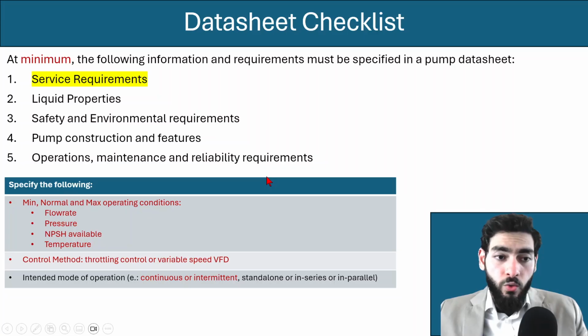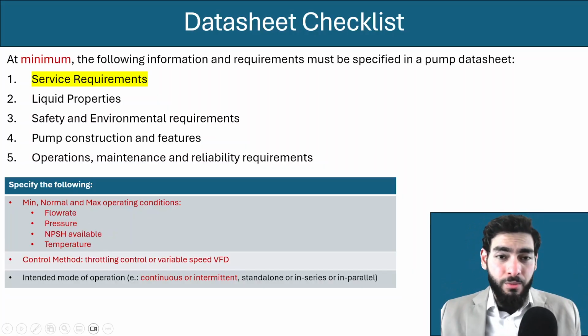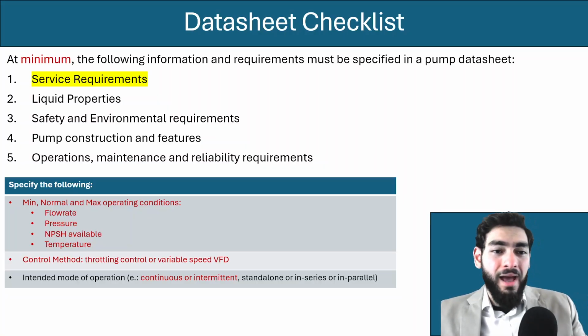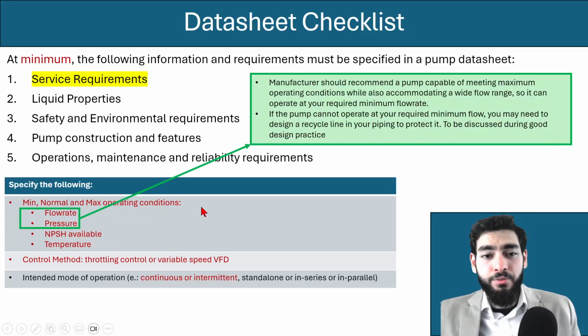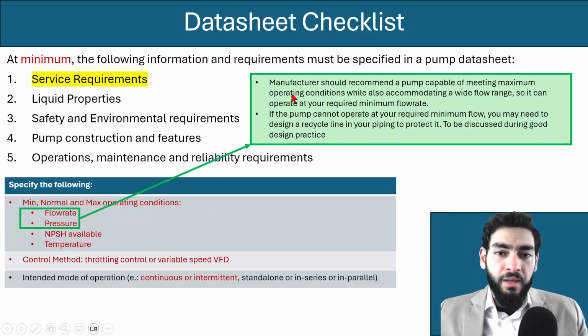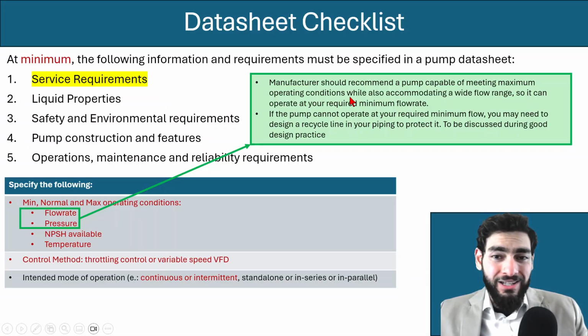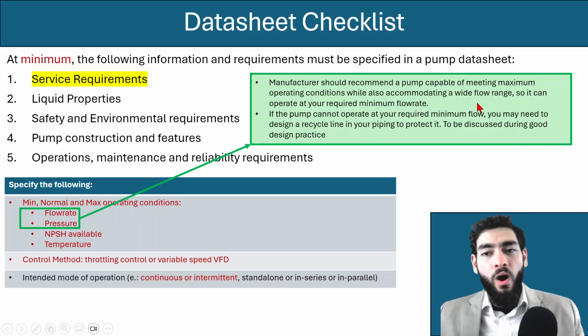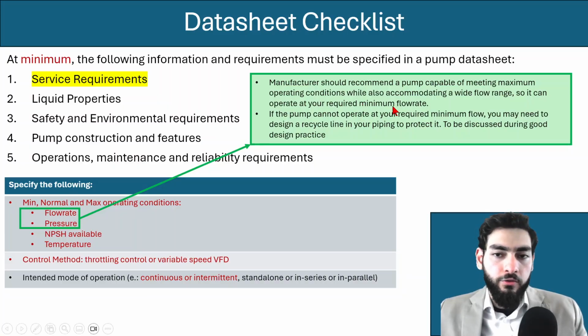In terms of service requirements, you need to provide the following information. You have to give the supplier your minimum, normal, and maximum operating conditions for the pump. So what are the minimum, maximum, and normal operating conditions for the flow rate, pressure, net positive suction head available, and temperature? It's important because the manufacturer should recommend a pump that is capable of meeting the maximum operating conditions while also accommodating a wide flow range, so it can also operate at your minimum required flow rate.